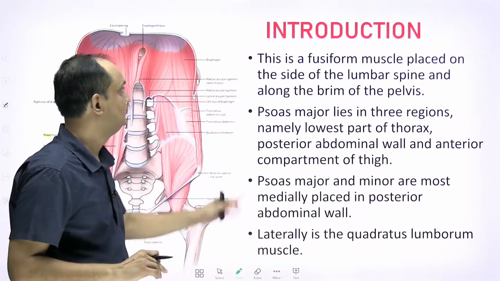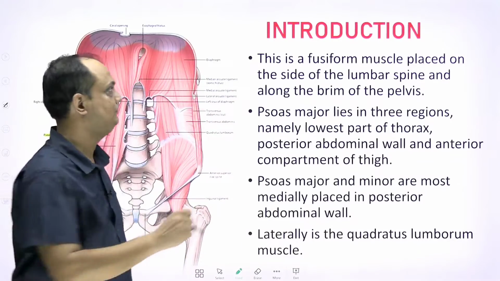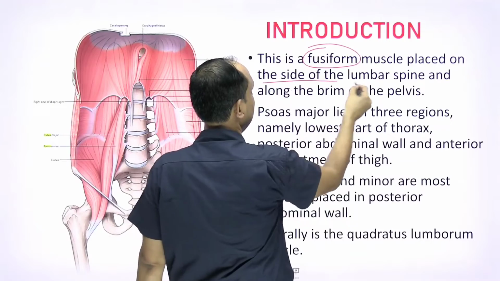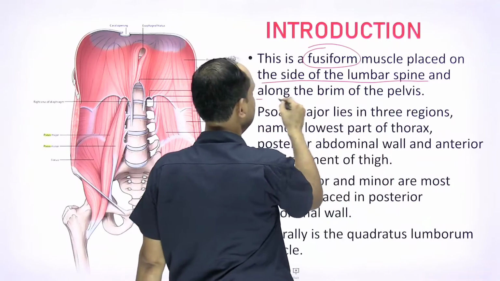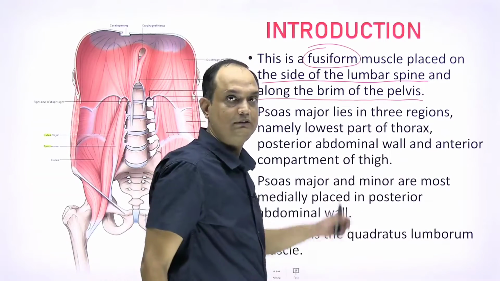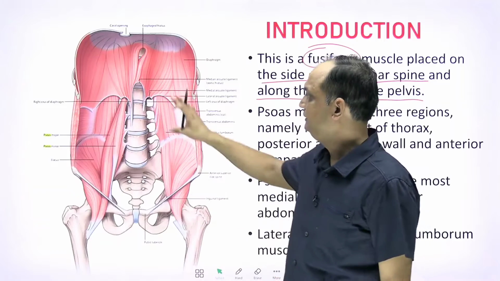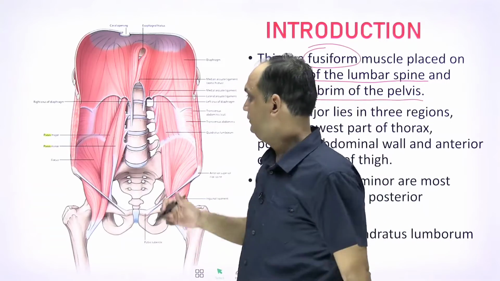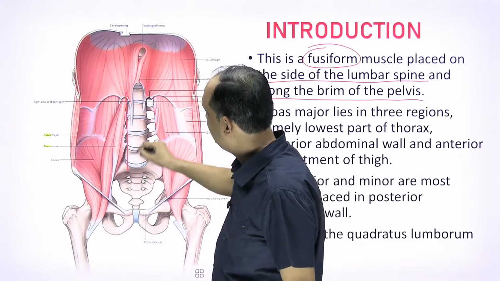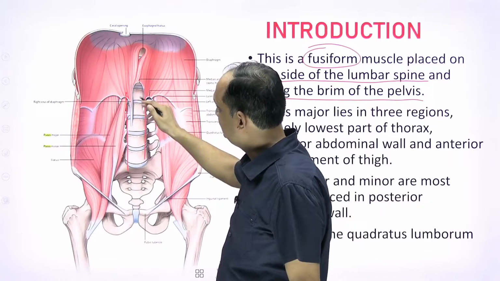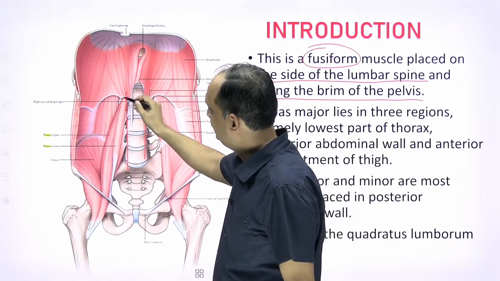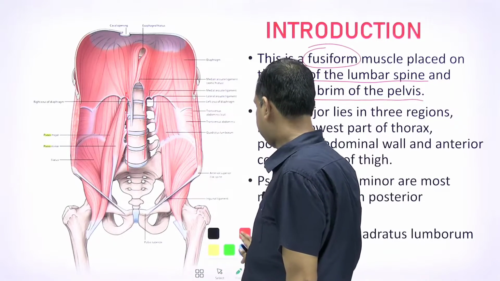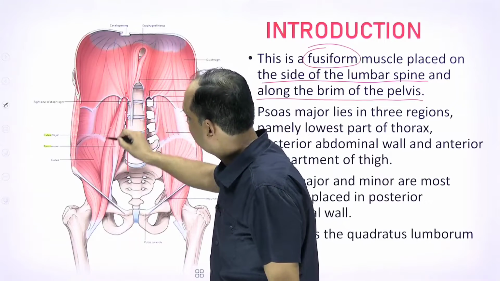So what is the introductory part? It is a fusiform muscle, and it is placed on the side of the lumbar spine and along the brim of the pelvis. Now this is important: when you see the location of the psoas major, you will find this is your lumbar spine, and along the lumbar spine, on the sides, you will find a fusiform muscle on both sides, and that is your psoas major muscle.